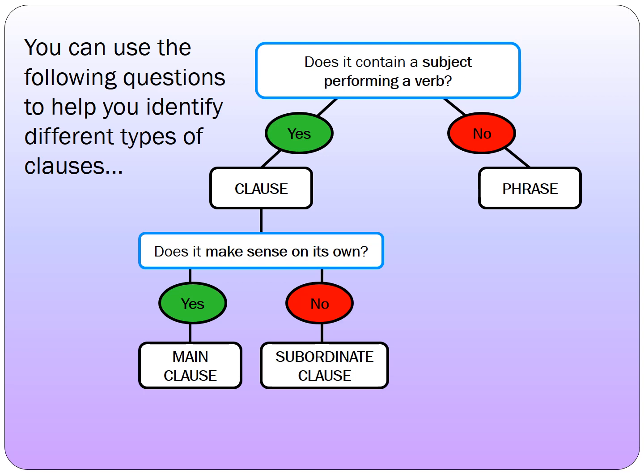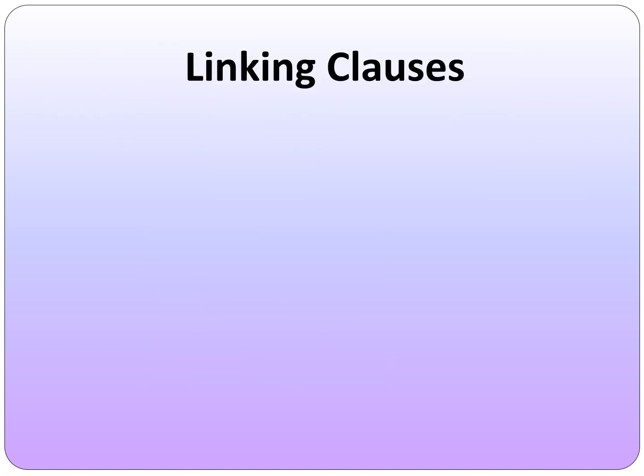If you're unsure, you can use the following questions to help you identify the different types of clauses. So, does it contain a subject performing a verb? Yes, then we know it's a clause. Does it make sense on its own? Yes, therefore it is a main clause. Does it make sense on its own? No, then we know that it is a subordinate clause.